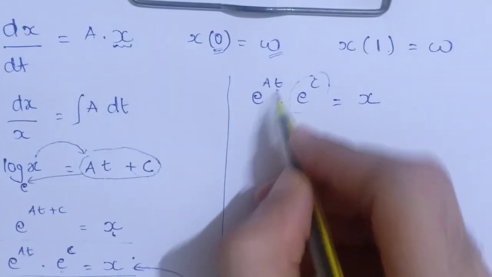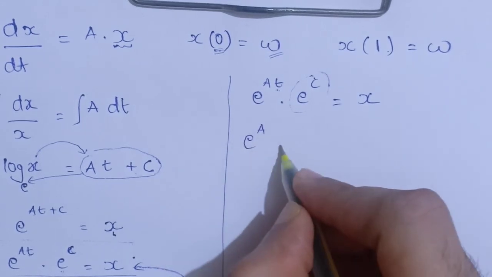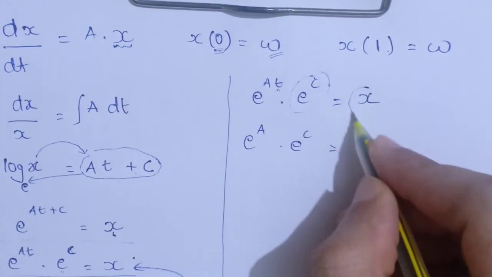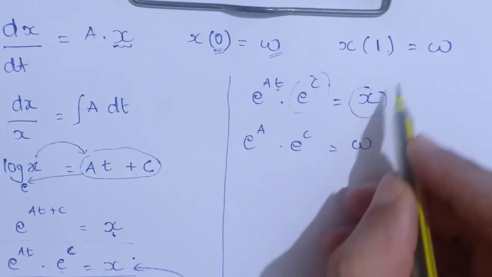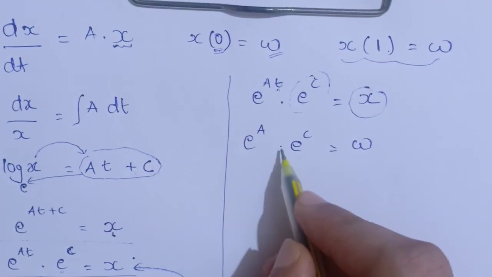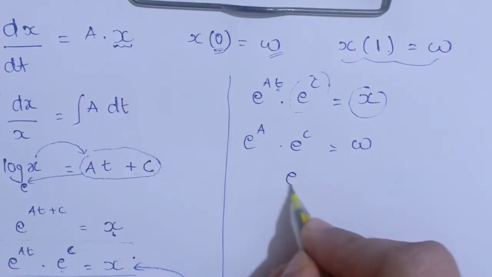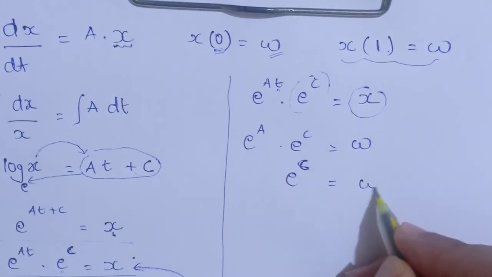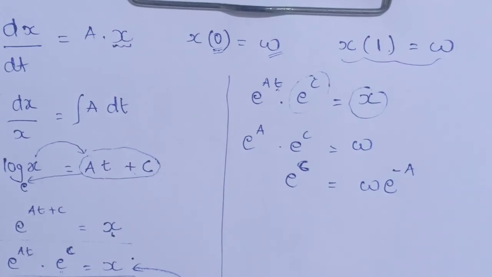So when I put this t as 1, it will become e raised to a times 1, e raised to c is equal to, when I put 1 over here, automatically this will get transformed to omega, because whenever t is 1, my x is becoming omega. That's what this initial value is saying. So I have e raised to a times e raised to c is equal to omega. Now in order to find e raised to c, I will send this e raised to a over there beside omega. It will become e raised to minus a when it comes beside omega.